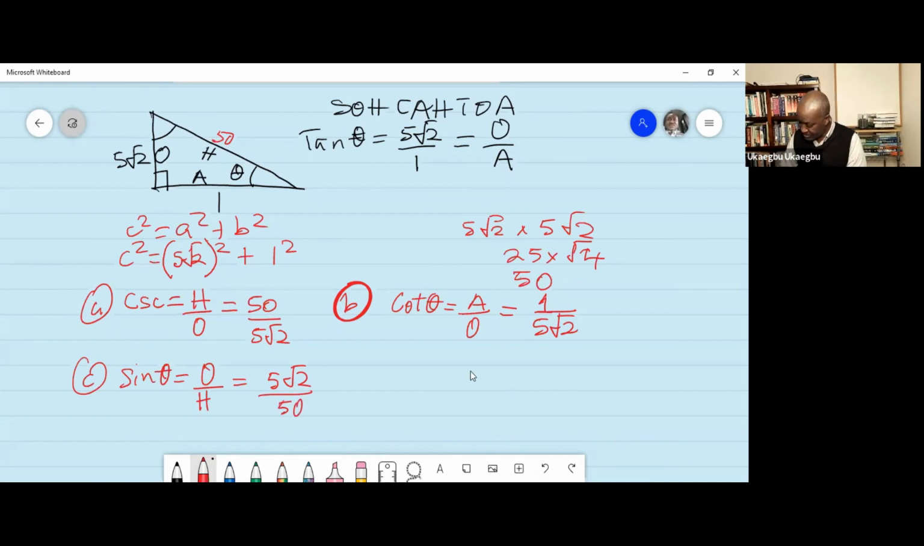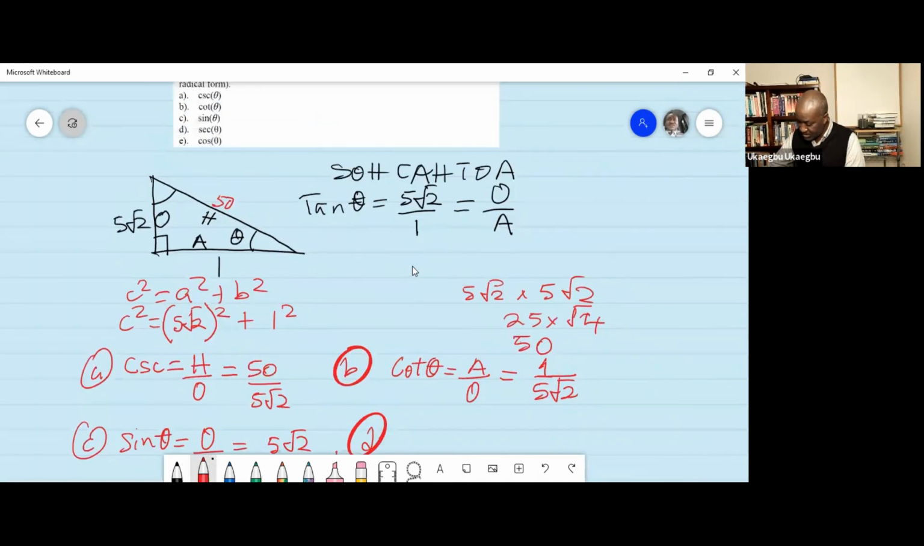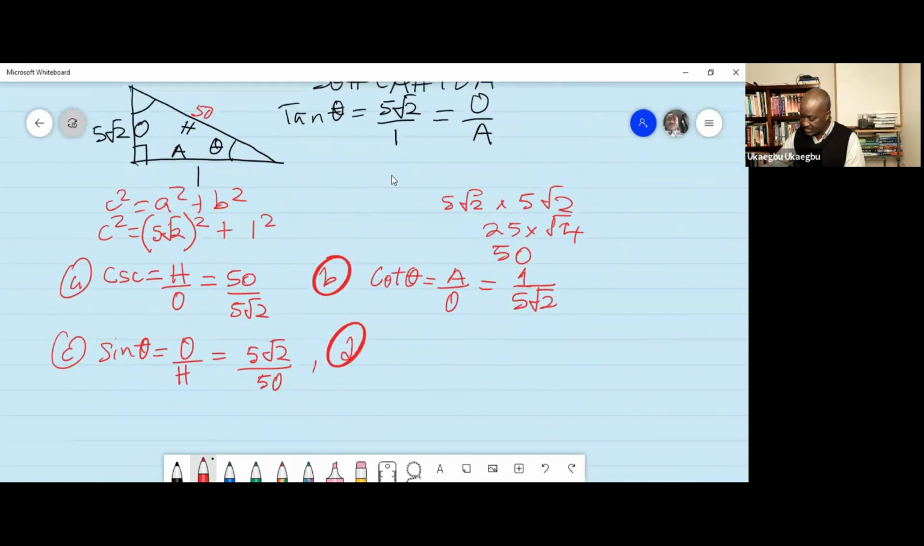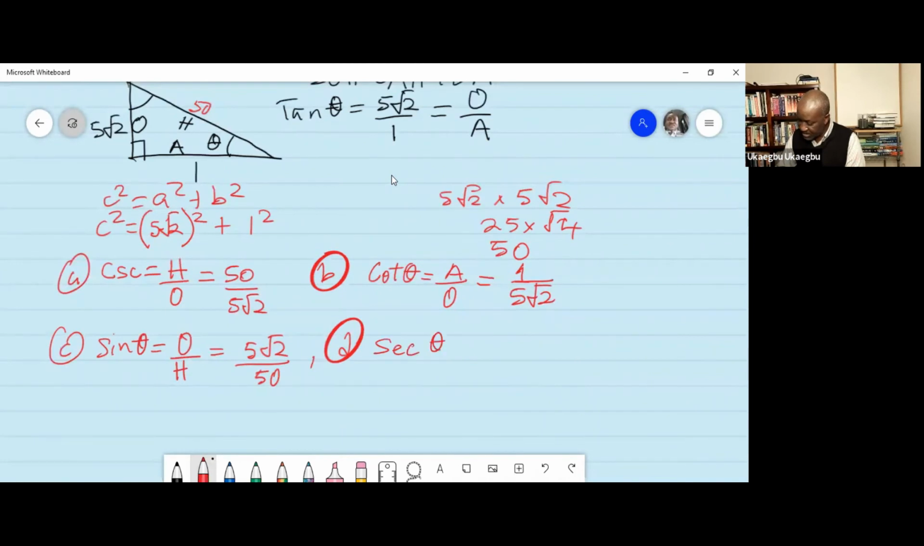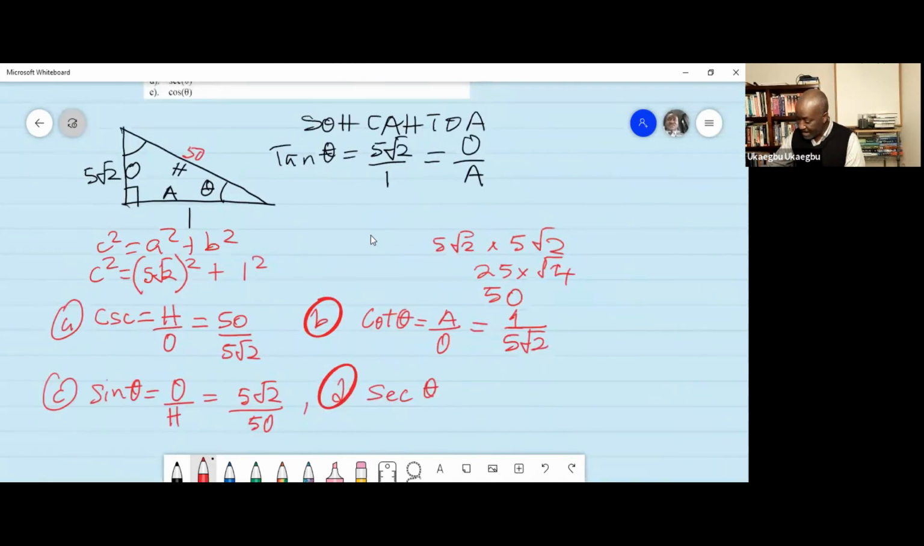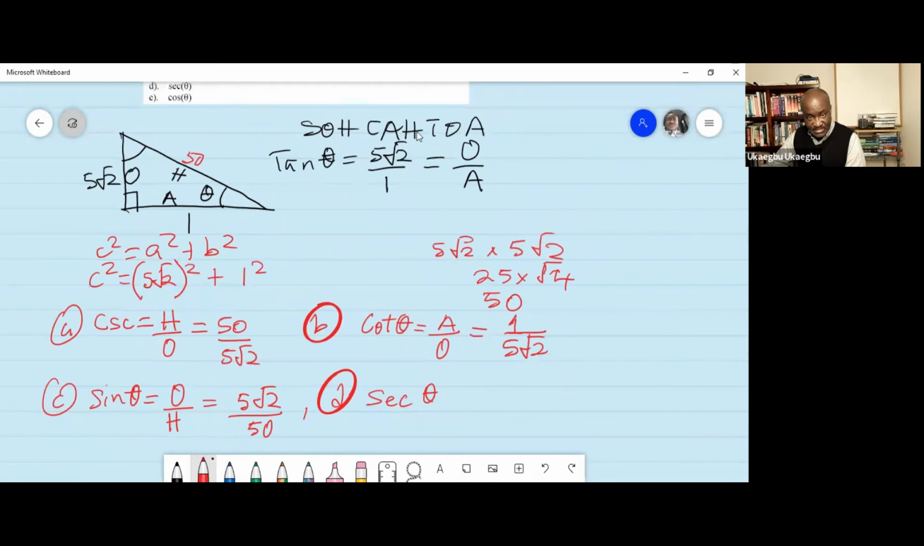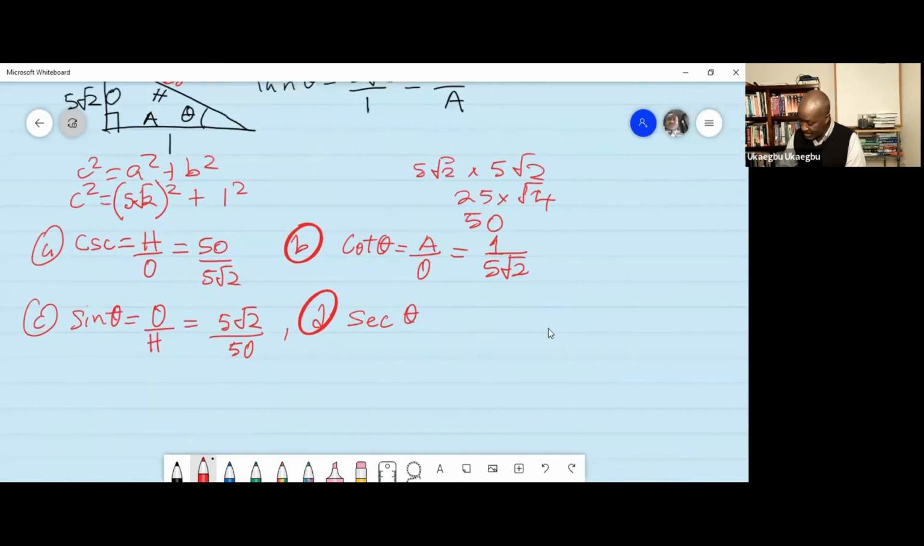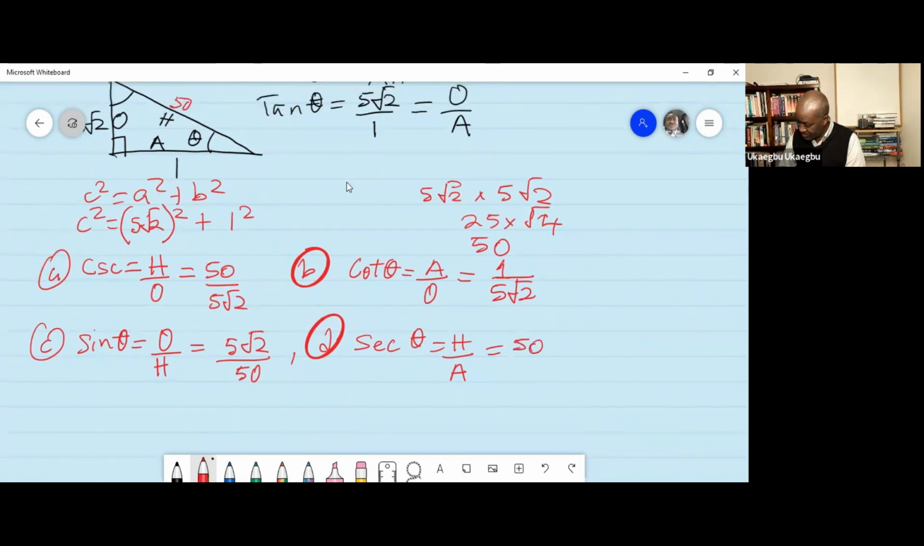Now, D. They want us to do what again? Sec theta. I keep on coming to my SOHCAHTOA. Sec theta is going to be hypotenuse over adjacent. So the hypotenuse right here is 50 over adjacent is 1.